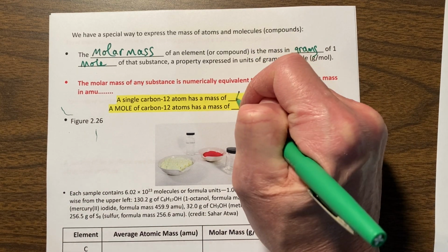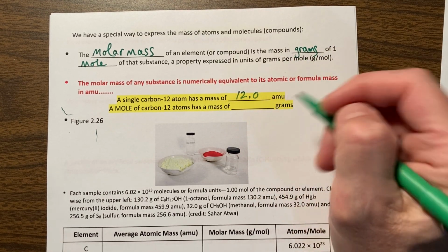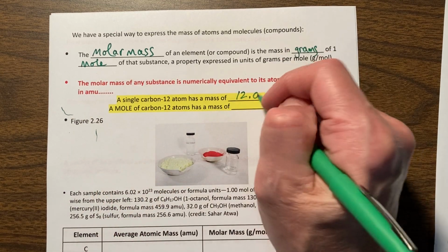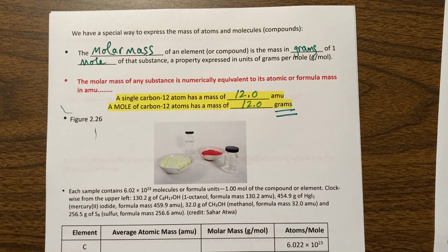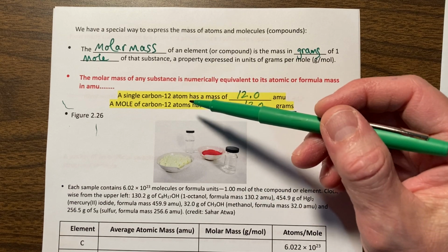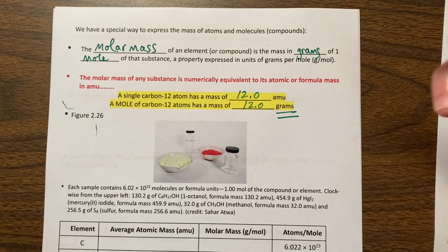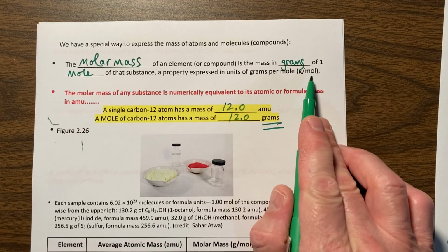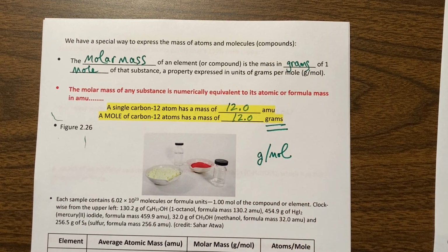So a carbon-12 atom weighs exactly 12.000, etc. A mole of carbon-12 atoms has a mass of 12.0. Now we can think of the unit grams. And that's where the molar mass comes from. We would say that a mole of carbon-12 atoms has a molar mass of 12.0 grams per mole. We have to put that per mole, which we write sometimes as g/mol for short.